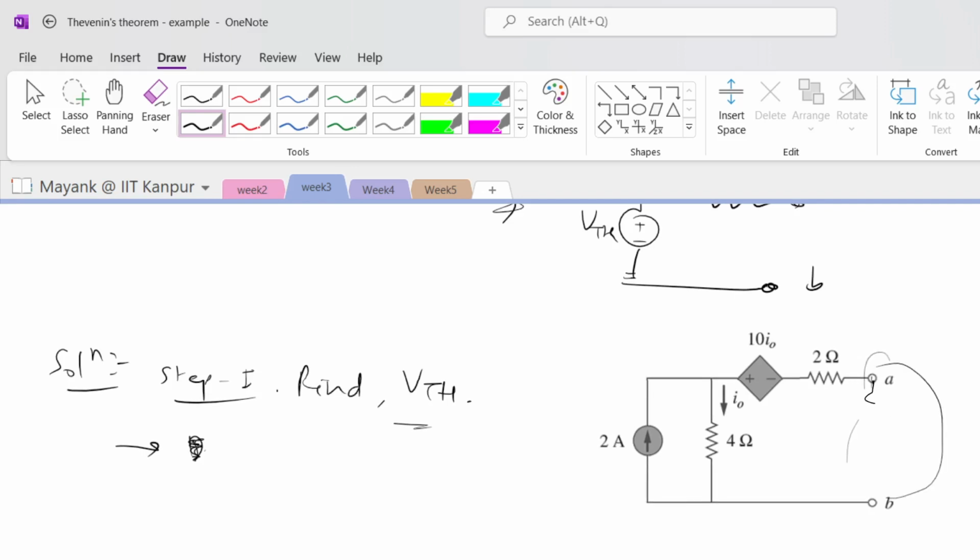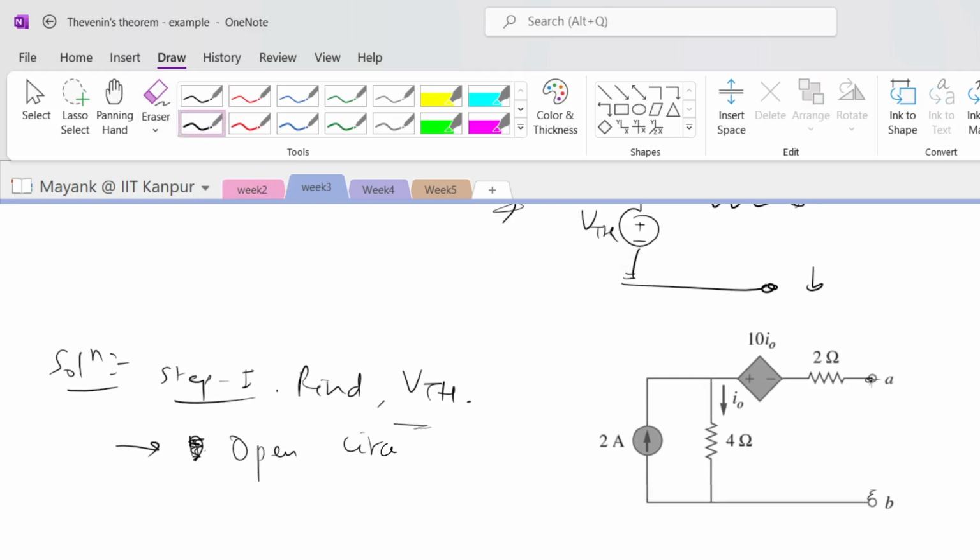So if there was a resistance here, and you have to find out the Thevenin voltage across these terminals A and B, then in that case you had to remove this particular resistance. You have to open circuit it. Fine. So in this case it's not required, since it is already open circuit here, right? So you have to open circuit first.